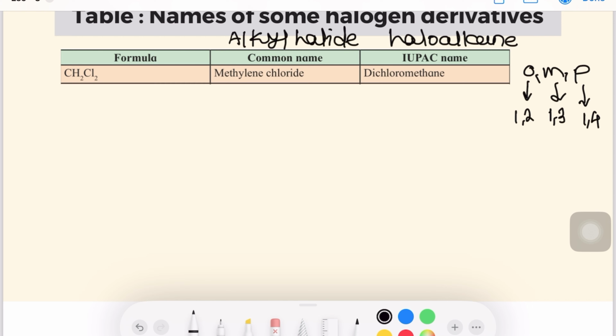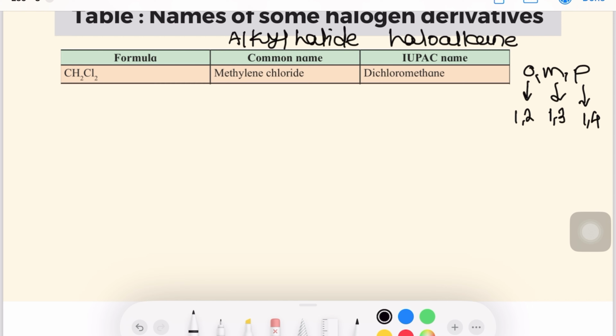The common names of alkyl halides are derived by naming the alkyl group followed by the name of the halogen as a halide. For example, methyl iodide, tertiary butyl iodide, etc. Like in common names, for every halogen derivative the prefix is alkyl and the halogen is named as a halide. In IUPAC names, halogen derivatives are named as haloalkanes. So according to the IUPAC nomenclature, alkyl halides are named as haloalkanes.